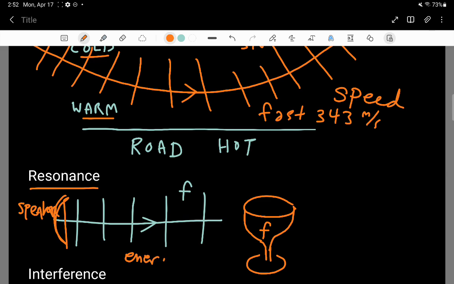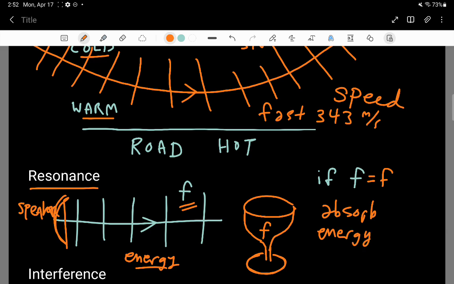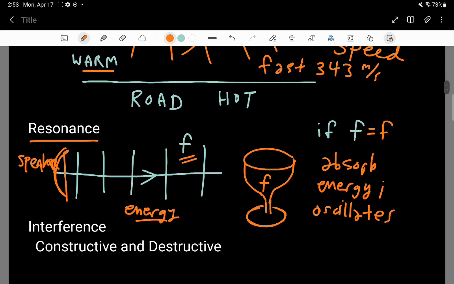This traveling wave, this traveling disturbance brings energy on a wave with this frequency. If the frequency of the sound wave matches the frequency of the way this glass would ring if you rang it, then the glass can absorb energy, right? And we say that the glass oscillates. It gains an oscillation energy. And if it absorbs too much energy, of course, it can shatter, right?